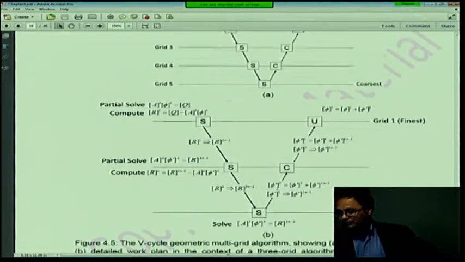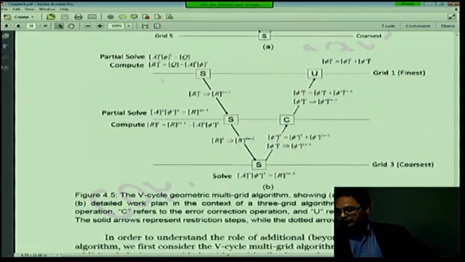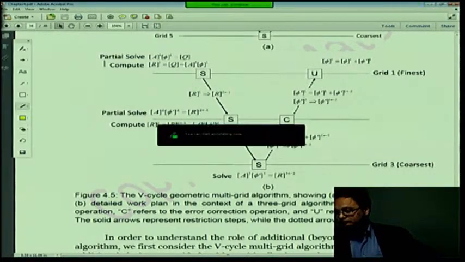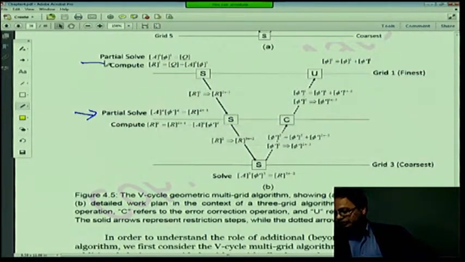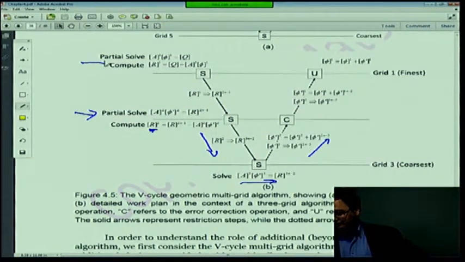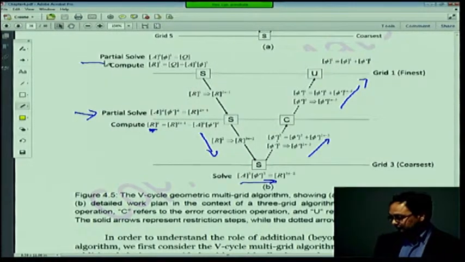So you're solving on the fine mesh right here, then you're passing that partial solve here, you compute another residual here, you pass it down, and then you're solving it at the next level again, and then you keep updating your solution recursively until you get to the topmost level. So that's a 3-grid algorithm with some details.